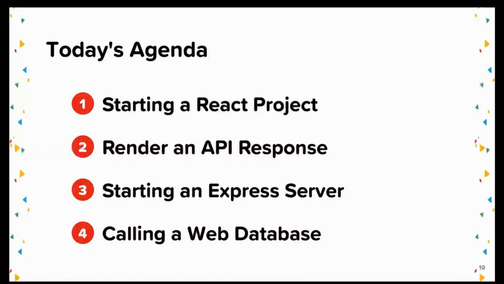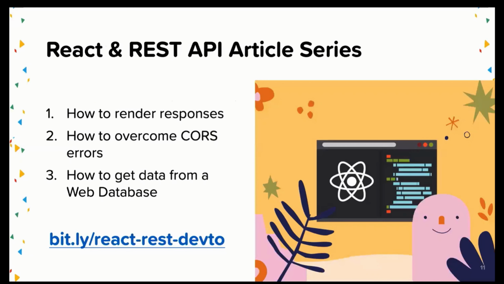That's what today's agenda is going to be. First, we're going to start that React project. We'll render an API response. We'll start an Express server. And then we will call a web database. We'll get data from Kintone. We'll output it into React. And we'll talk a little bit about why we're starting that Express server, because we will encounter CORS errors. And so we're going to go over setting up of the Express server.